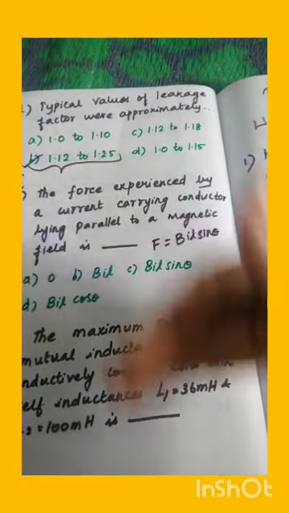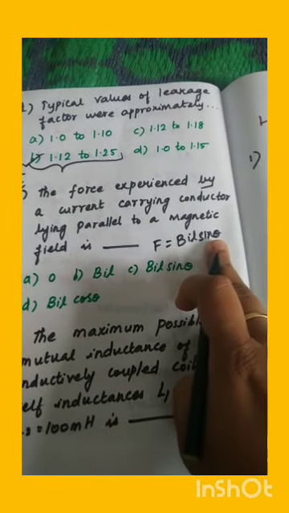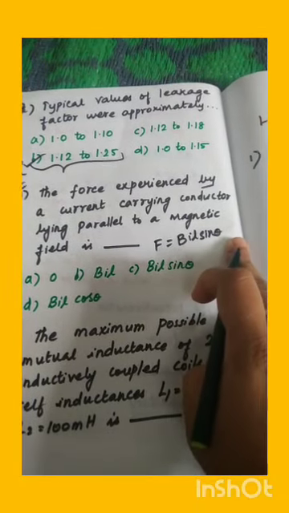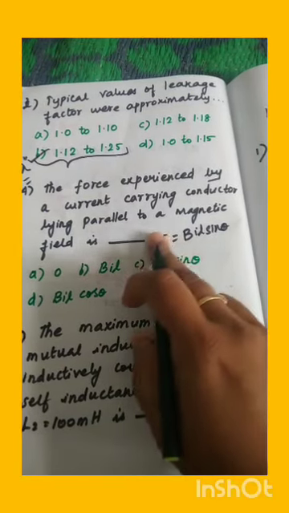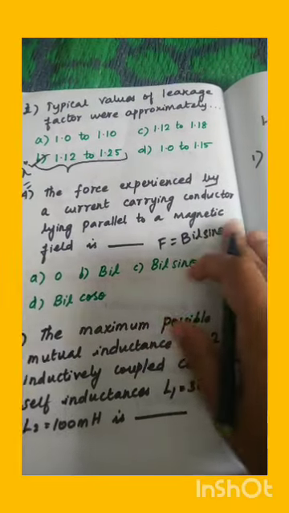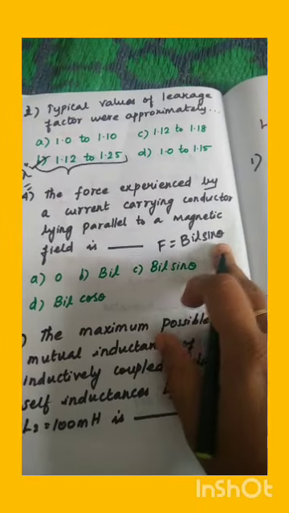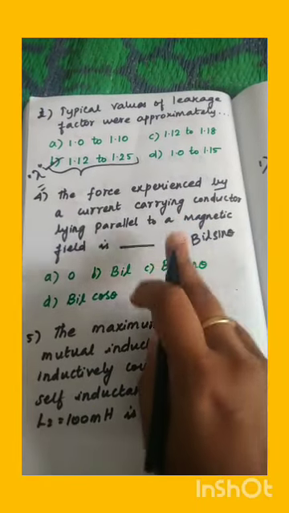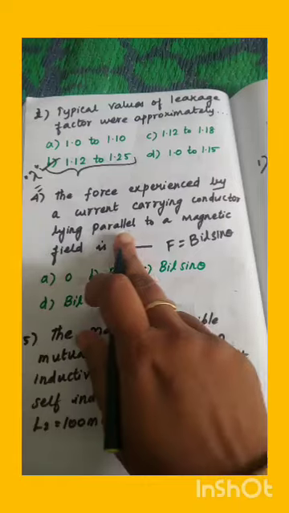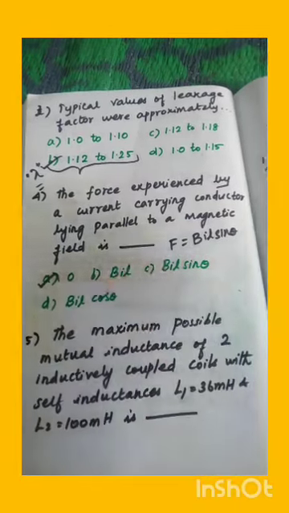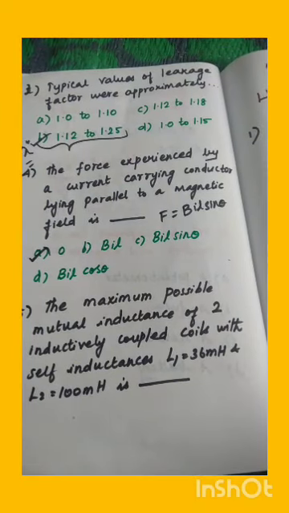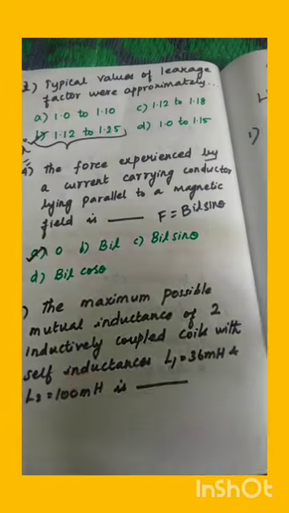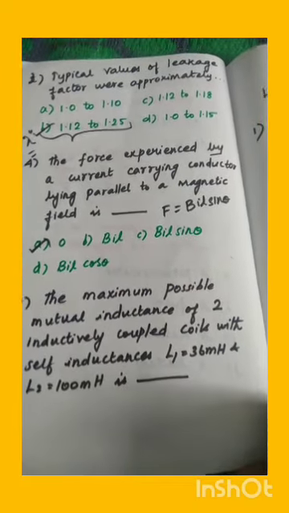But here, parallel is given to you. In the case of parallel, theta you please apply 0. Then sin 0 is 0, and the value of F becomes 0. Am I right? F is the magnetic force, B is flux density, we know all the things. So where theta is there, if you apply 0, the force experienced by a conductor lying parallel to the magnetic field is 0. Option A is correct.